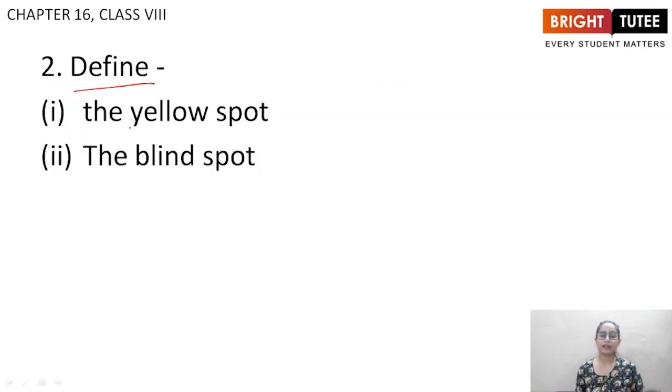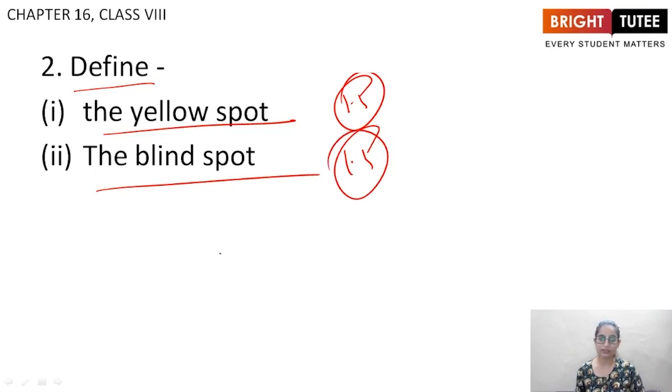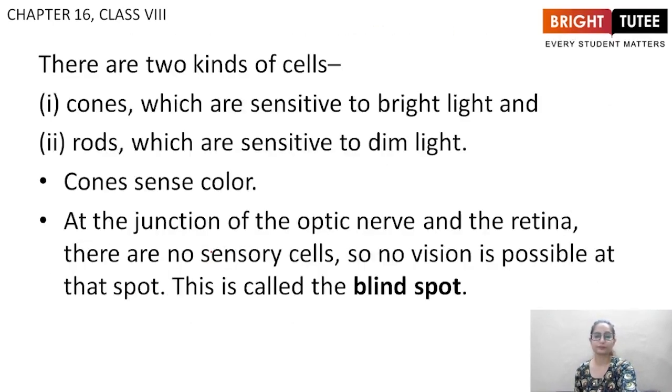Now you have to define the yellow spot and the blind spot. These are basically two definitions, so 1.5 marks for this and 1.5 marks for this. This is a 3-mark question. Let us look at the definitions now.